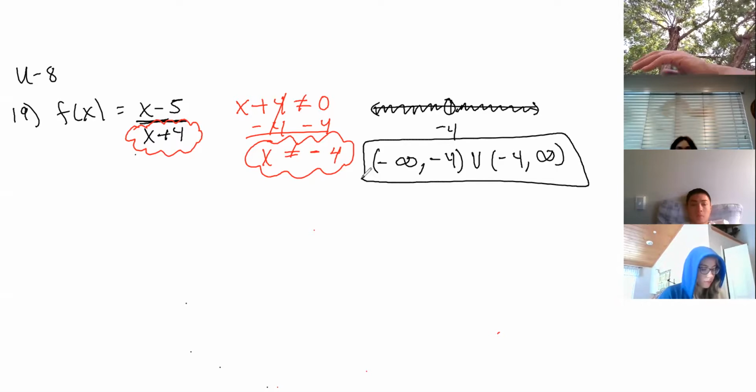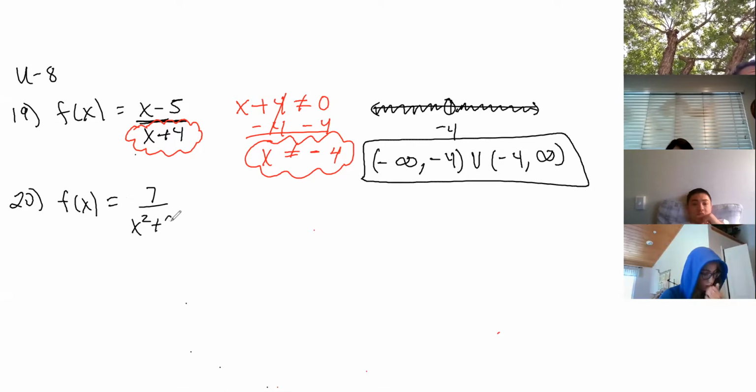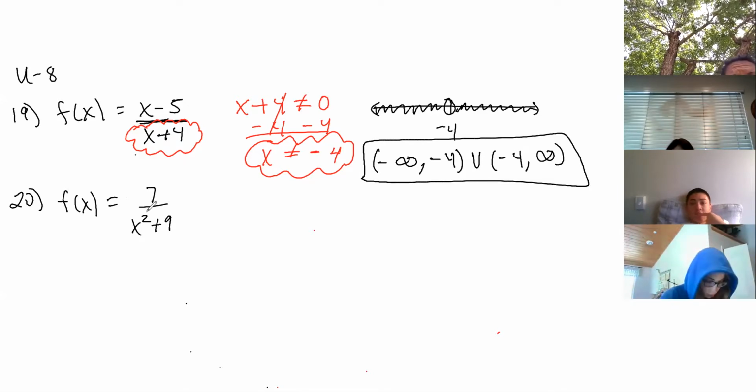Let's take a look at 20. Now 20 is similar in the fact that it is a fraction. So same thing. The denominator cannot equal 0.